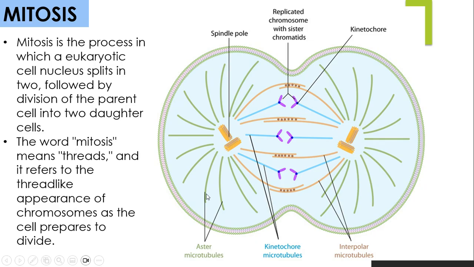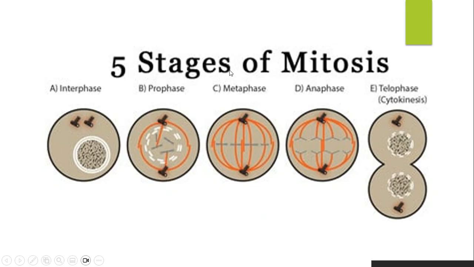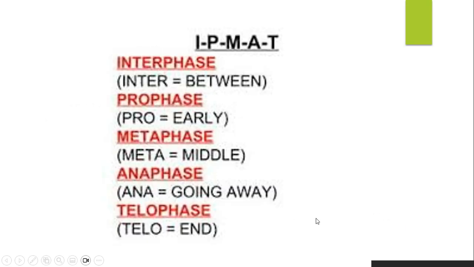This is aster microtubules, right? It's a part of the cytoskeleton. Kinetochore microtubules. It is also a part of the cytoskeleton. Interpolar microtubules, in between the poles. The stages of mitosis: interphase, prophase, metaphase, anaphase, telophase, and cytokinesis. Usually they also talk about cytokinesis after. Here we will talk about it together with telophase.